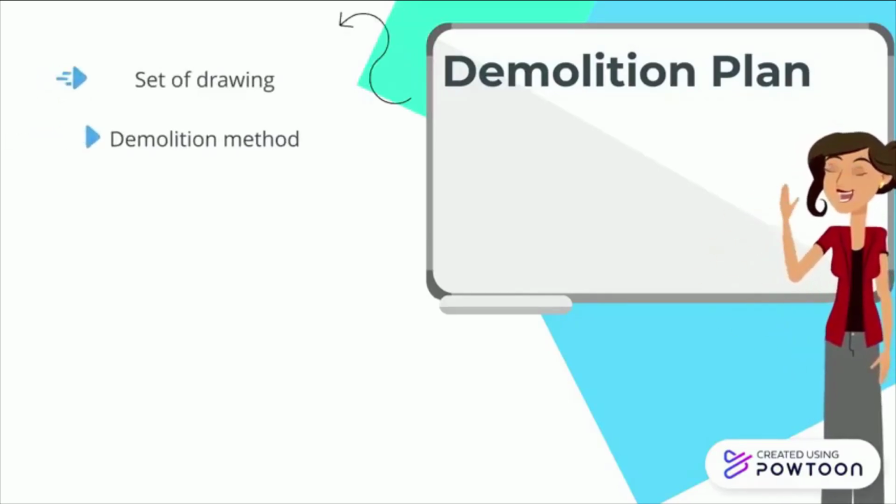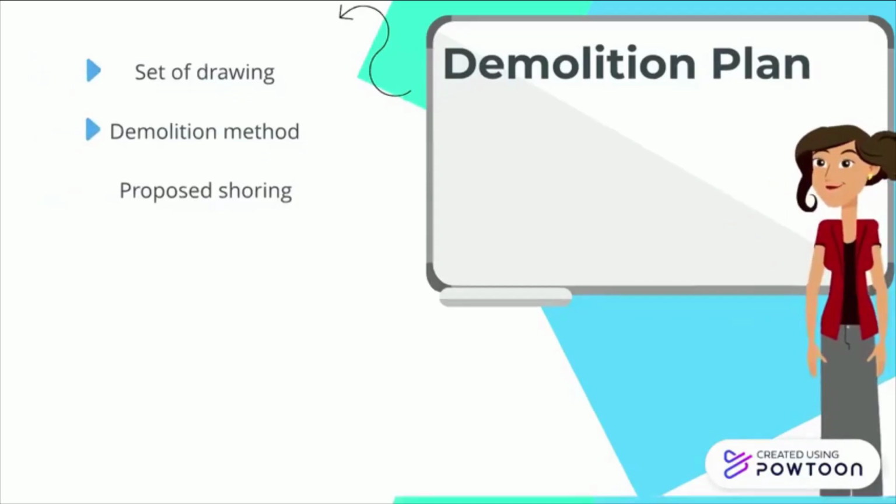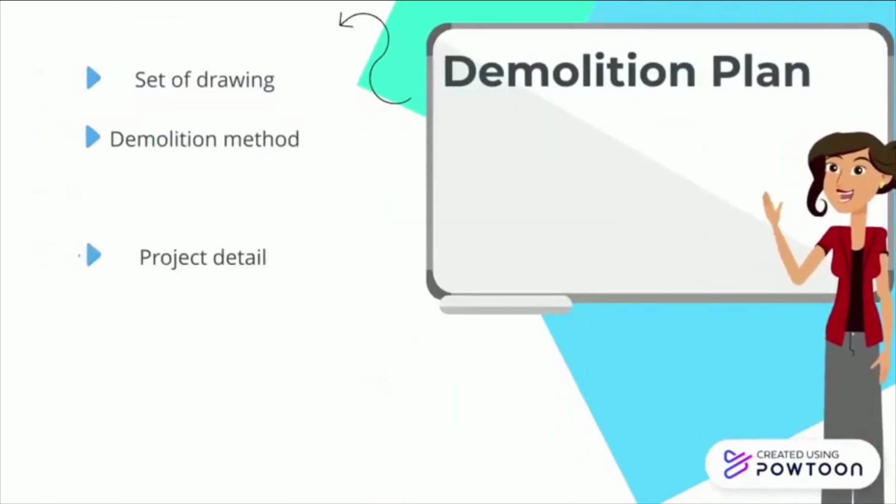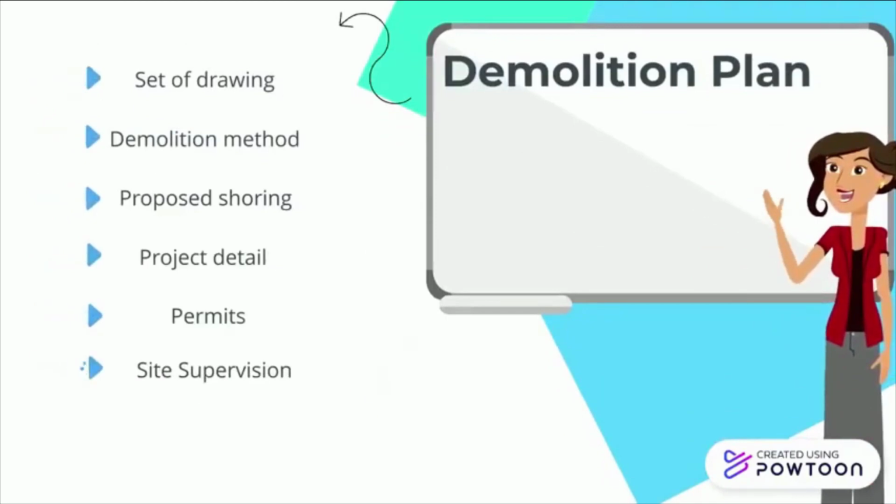Proposed method of demolition. Next is proposed shoring and precautionary measures for the adjacent buildings and protection for the building to be demolished. Project detail. Permit. Site supervision, monitoring, and inspection should be carried out too.